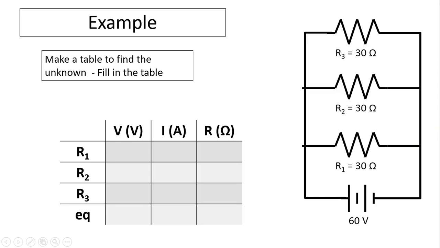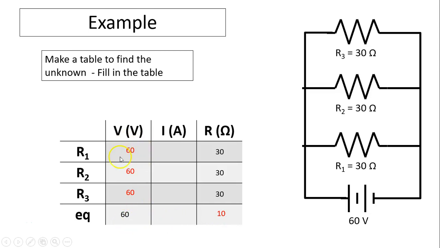Let's take a look at this example. This diagram shows 3 resistors connected in parallel. You need to fill in the chart to find total resistance, the voltage across each resistor, and the current across each resistor. So first, fill in all the resistors. The equivalent is 10 because it's 1/30 plus 1/30 plus 1/30 equals 3/30. Then you have to remember to flip it, 30 divided by 3, so you have 10. We also know the total voltage is 60. So from here, we can find the total current, which is 60 divided by 10, which is 6.